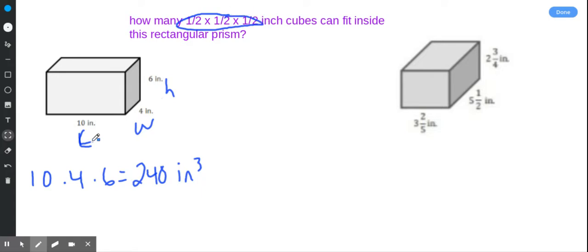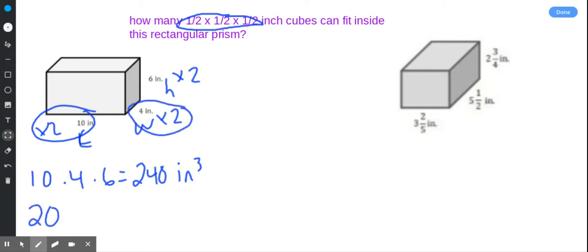So you can fit twice as many going this way because they're half the size, right? Twice as many in the length, twice as many in the width, and twice as many in the height. Because when you split something in half, you can fit twice as many of them. Okay. So there's two ways you could go about this. You could literally do 2 times 10, which would give you 20. Then 2 times 4, which would give you 8. And then 2 times 6, which would give you 12.